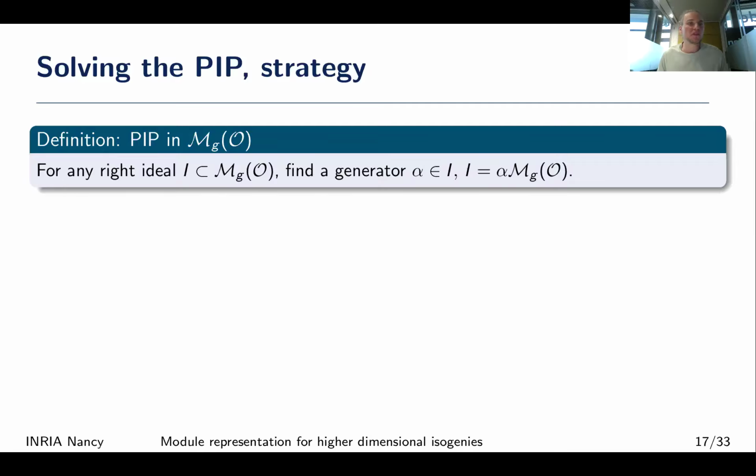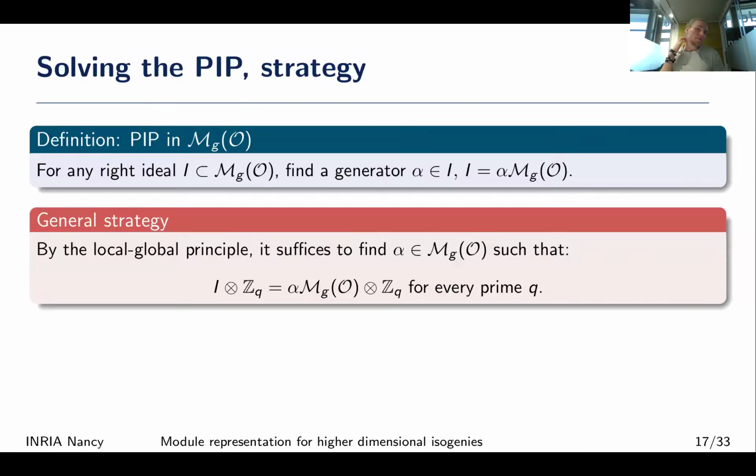So now I suppose that you're giving me a finite set of generators of I, and I want to output a single generator of I that I denote alpha here. The general strategy we have with Aurel and Damien is that we're going to apply the local-global principle, meaning that we will only find the generators that will principalize our ideal locally at every prime Q.